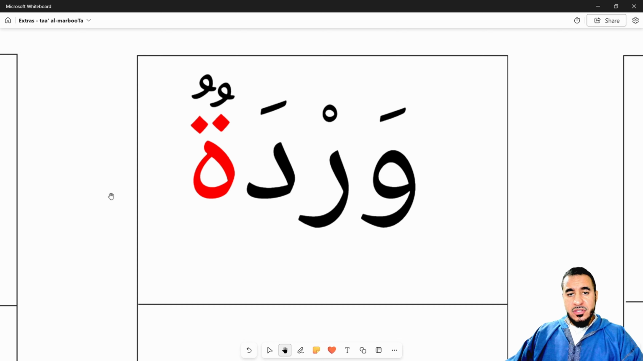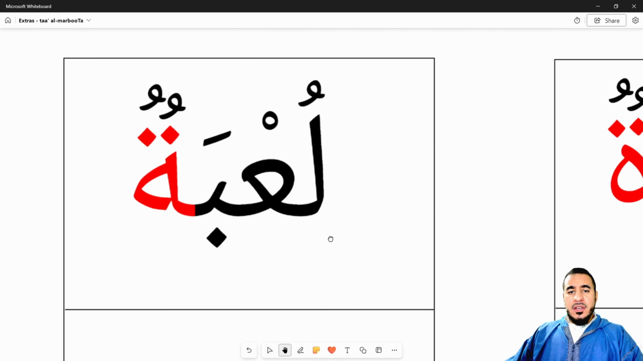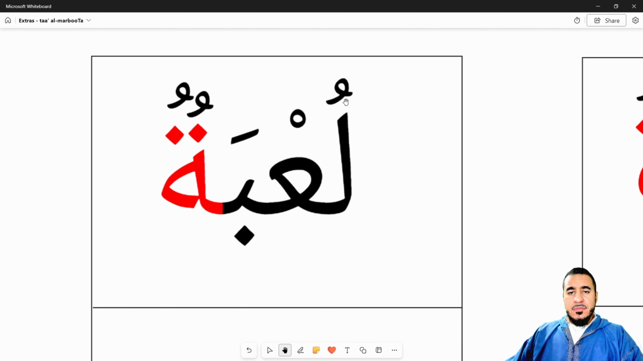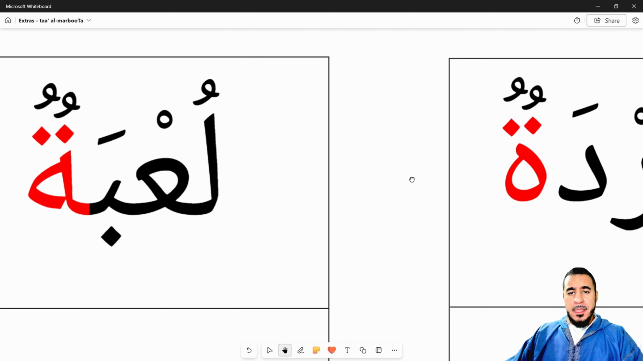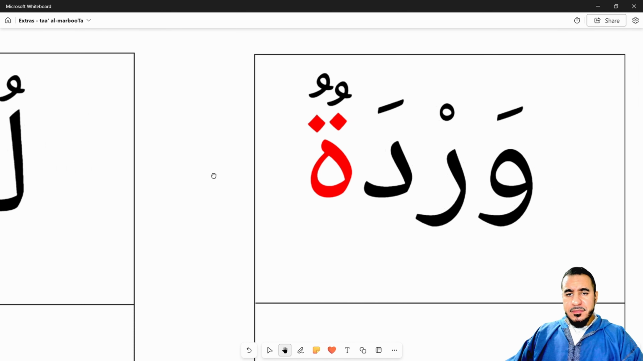And then we've got another example, the lam with the dhamma, so lu, and then the ayn with a sukoon, the absence of a vowel, so together it would be lu'. And then we've got a ba here with a fatha, so lu'ba. And then finally we've got the ta al-marboota. As you can see, this form of the ta al-marboota is slightly different to the one that we've just been looking at. So let's explain.